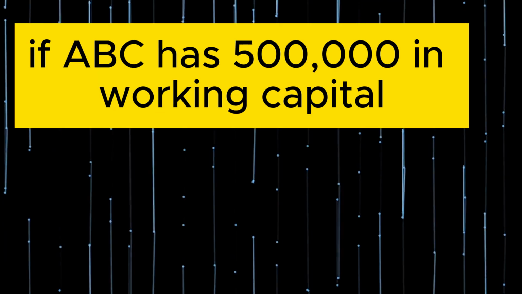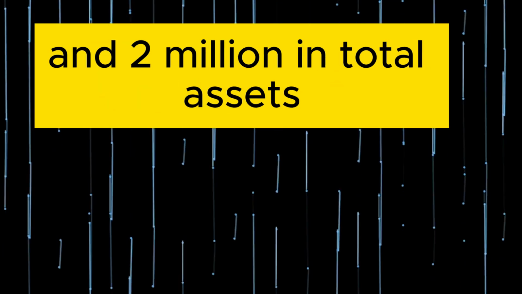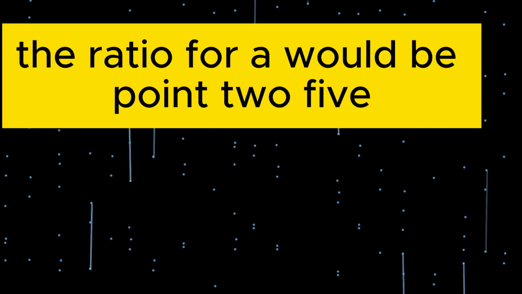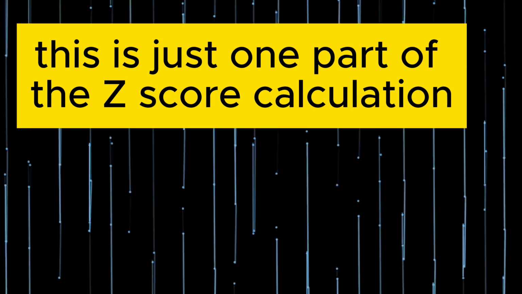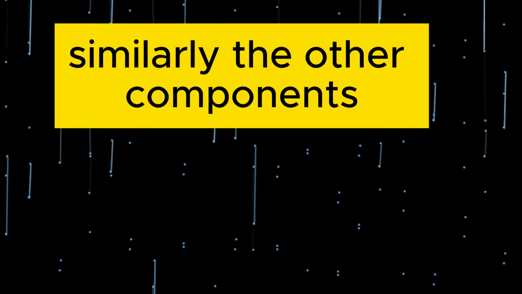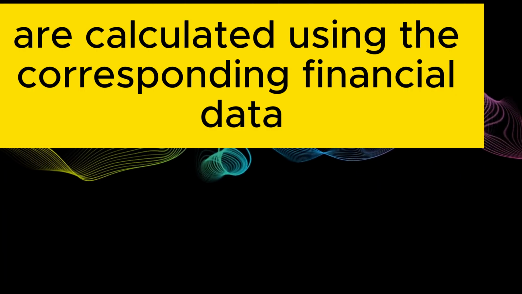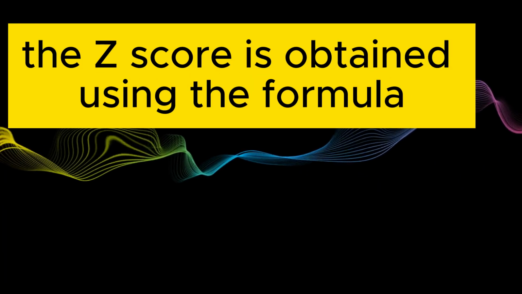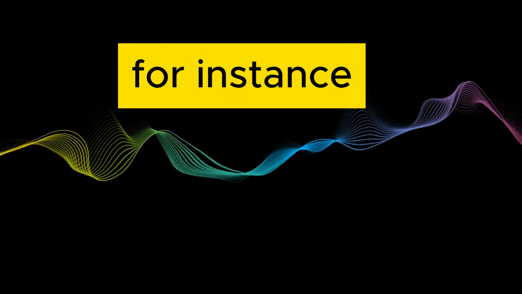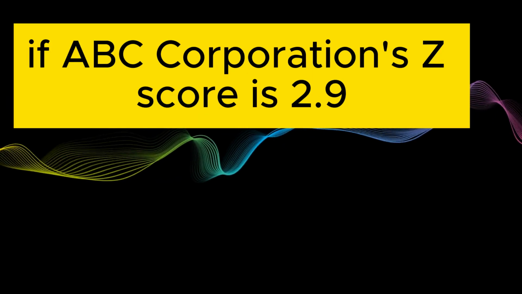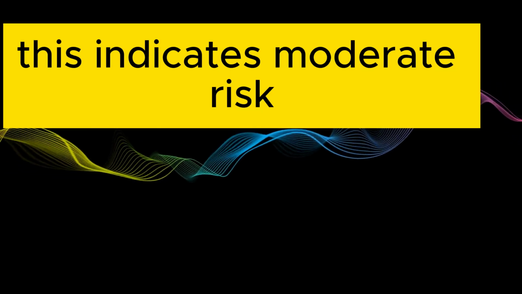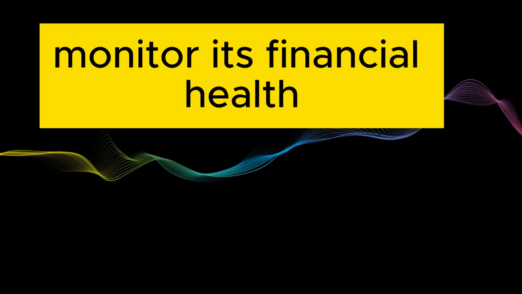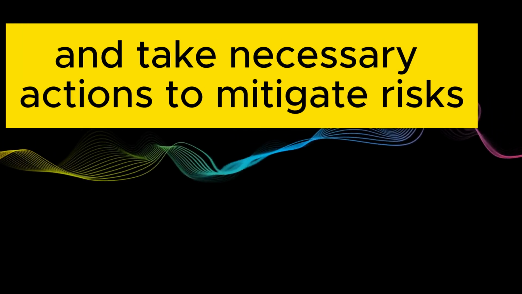Consider a hypothetical company named ABC Corporation. If ABC has $500,000 in working capital and $2 million in total assets, the ratio for A would be 0.25. This is just one part of the Z-score calculation. Similarly, the other components, B, C, D, and E, are calculated using the corresponding financial data. Once calculated, the Z-score is obtained using the formula. For instance, if ABC Corporation's Z-score is 2.9, it falls in the gray zone. This indicates moderate risk, and the company should closely monitor its financial health and take necessary actions to mitigate risks.